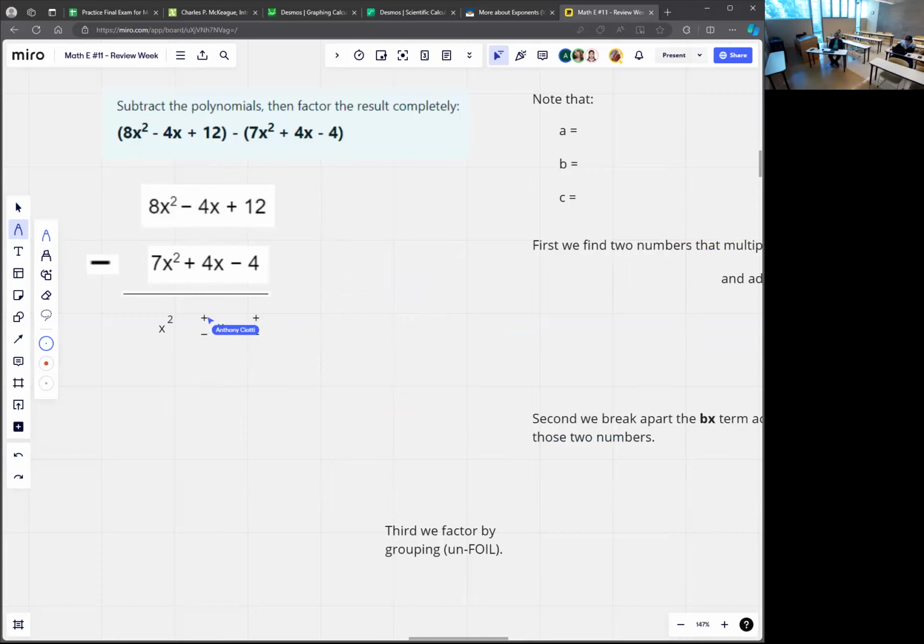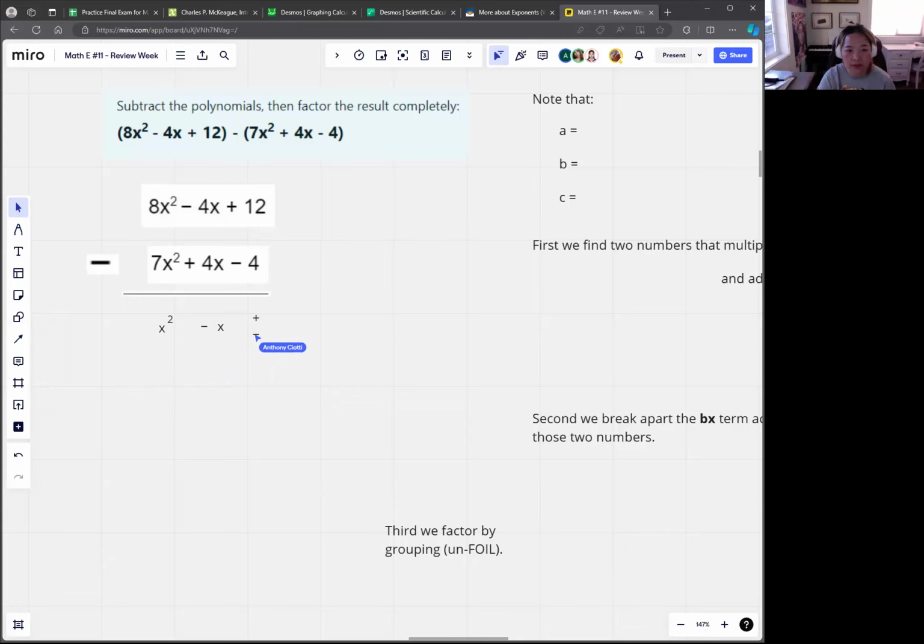We're just subtracting. This isn't the substitution method where we're plugging things in. So if I have a minus number and I subtract a positive, that makes it stay minus. How about the constant term? If I have 12 minus a negative 4, does that wind up a positive or a negative number? Positive, yeah.